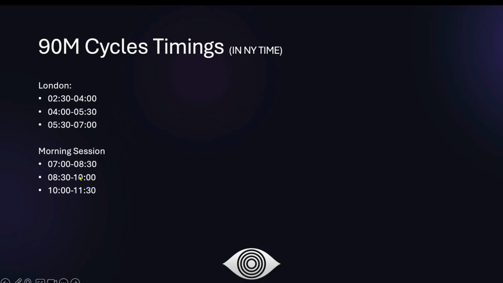For the New York morning session, the time cycles are as follows: 7 a.m. till 8:30 a.m., 8:30 a.m. till 10 a.m., and 10 a.m. till 11:30 a.m. For the afternoon session, the cycles are as follows: from 11:30 a.m. till 1 p.m., from 1 p.m. until 2:30 p.m., and from 2:30 p.m. till 4 p.m.